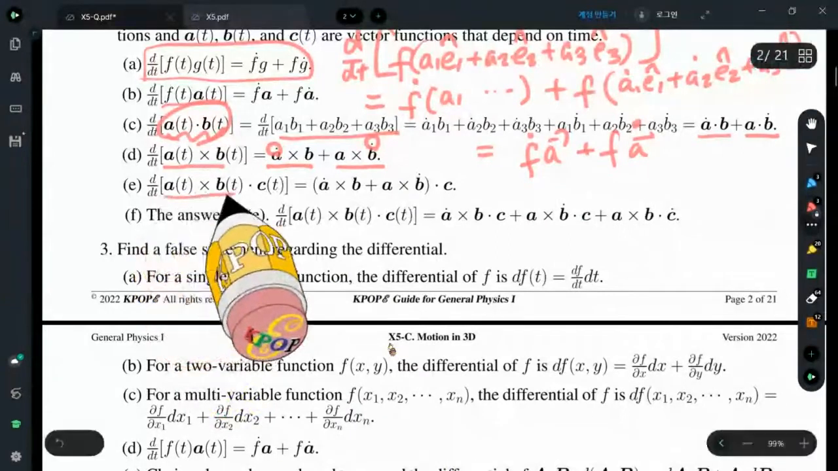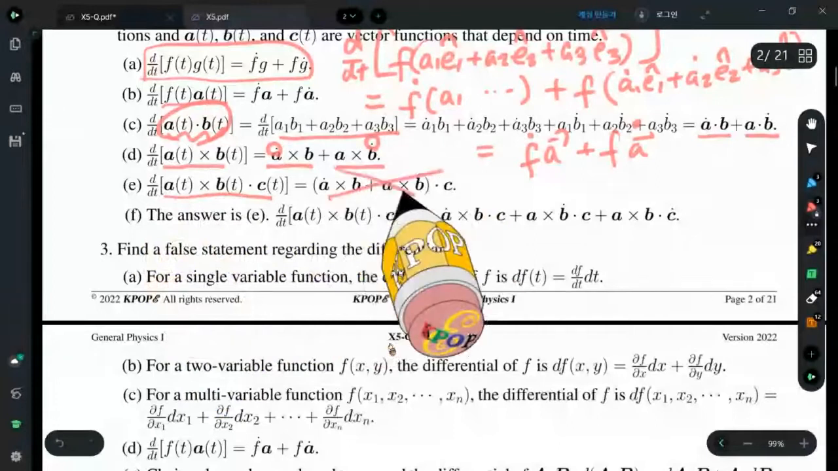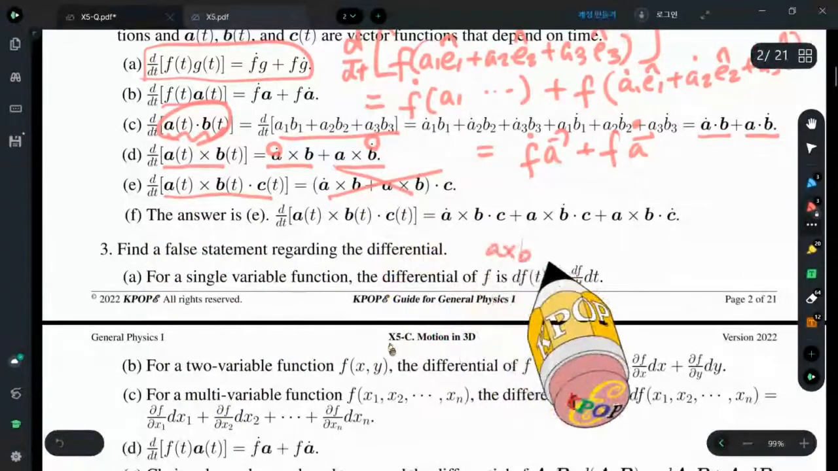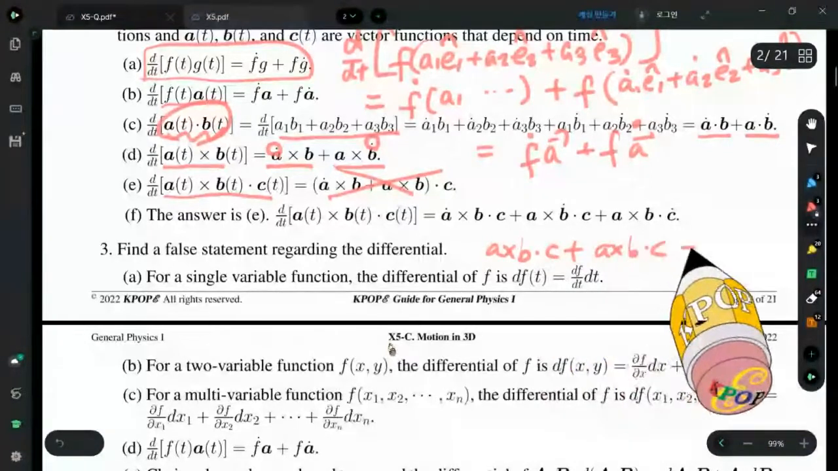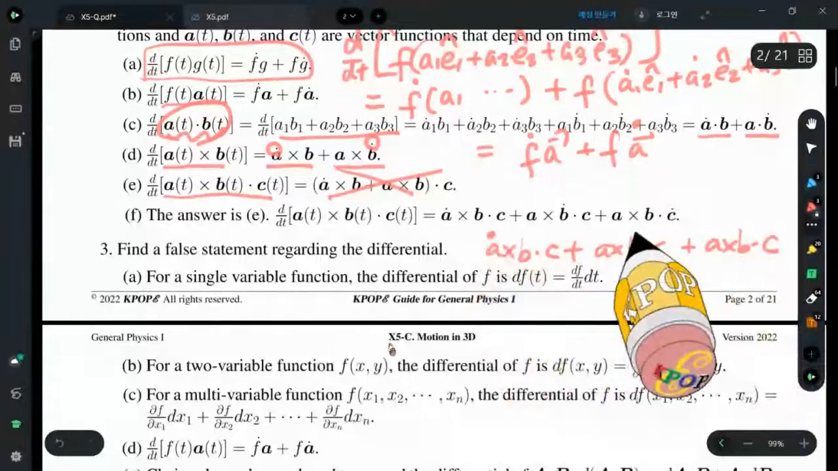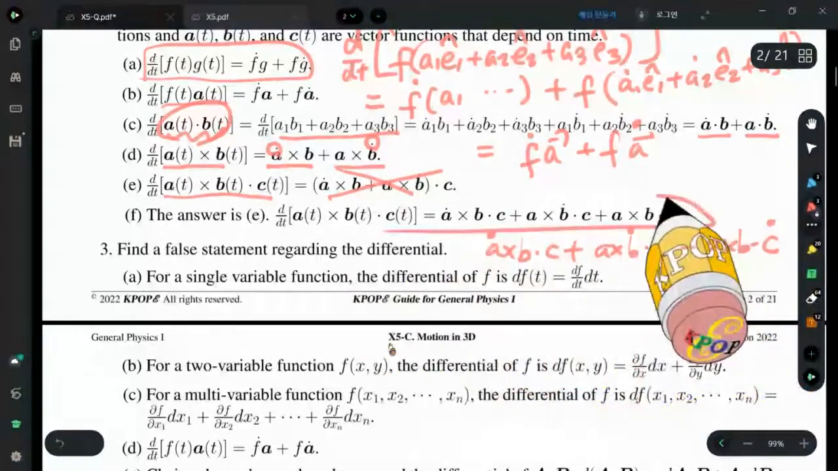If I have a triple scalar product, I need to add, oh, this is wrong. I need to write down a cross b dot c, a cross b dot c, a cross b dot c, then put a, b, and c. This is the answer. Okay?